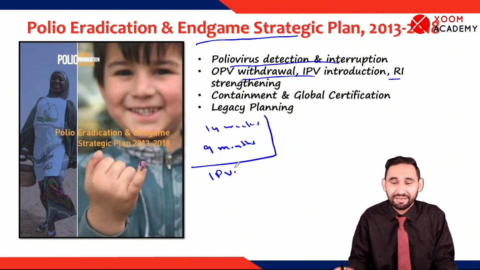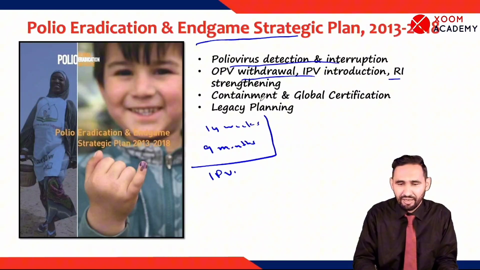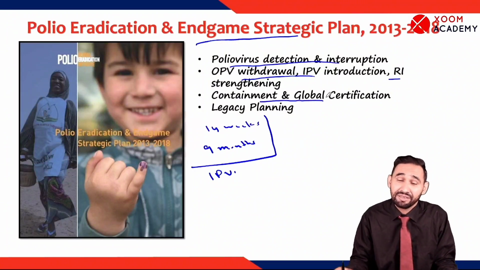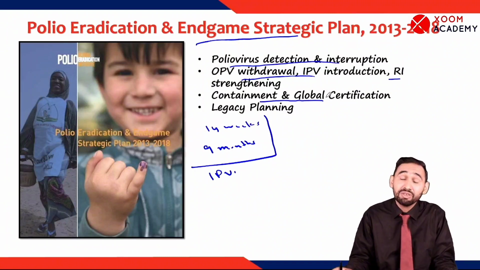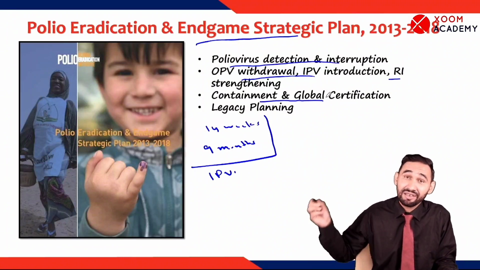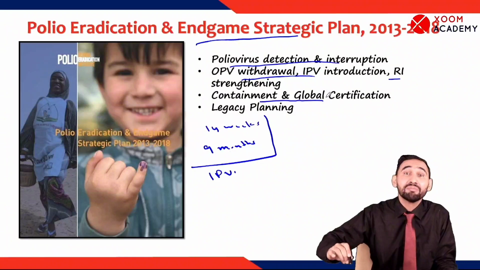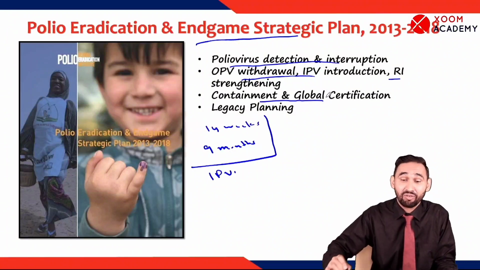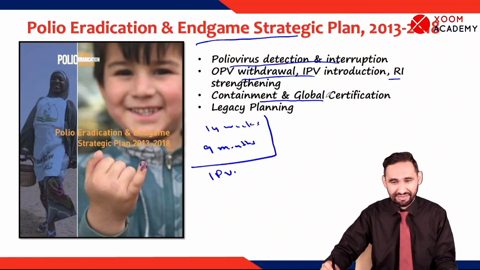Then containment and certification. We have to contain various polio viruses in the laboratory. Then WHO will certify. In the last 12 months, no case of polio virus is detected in Pakistan. So we are in a phase of eradication.